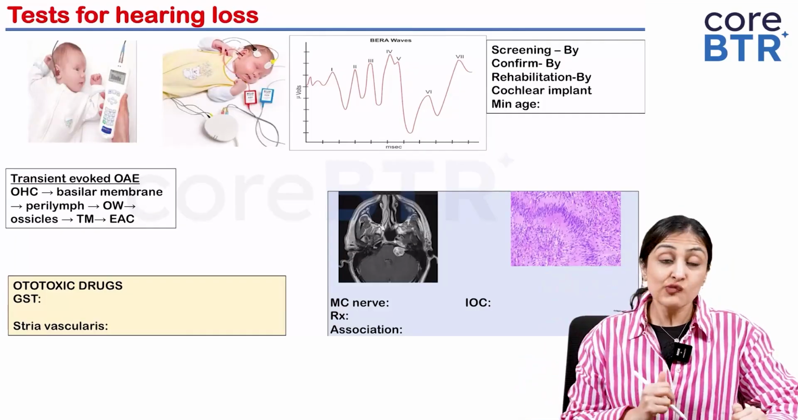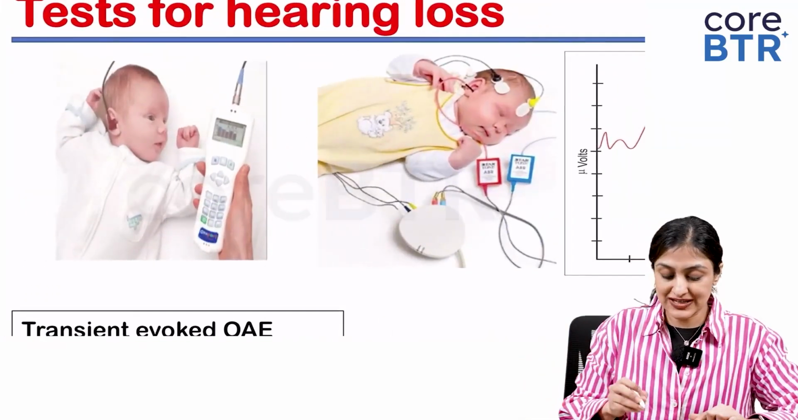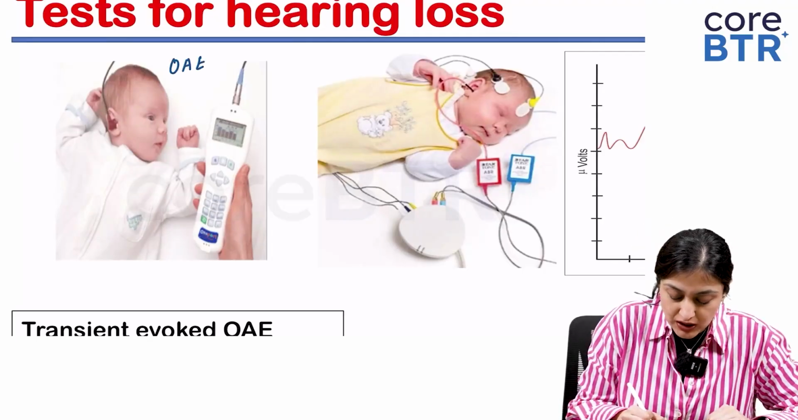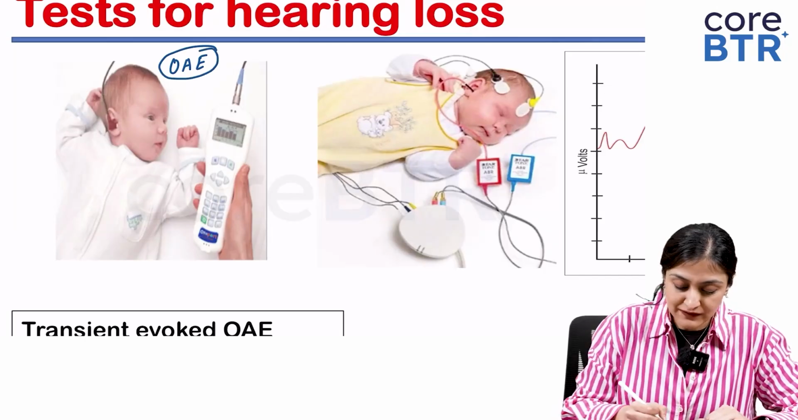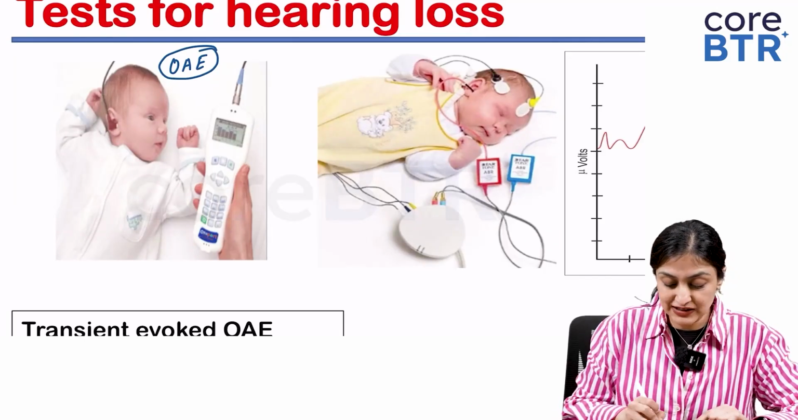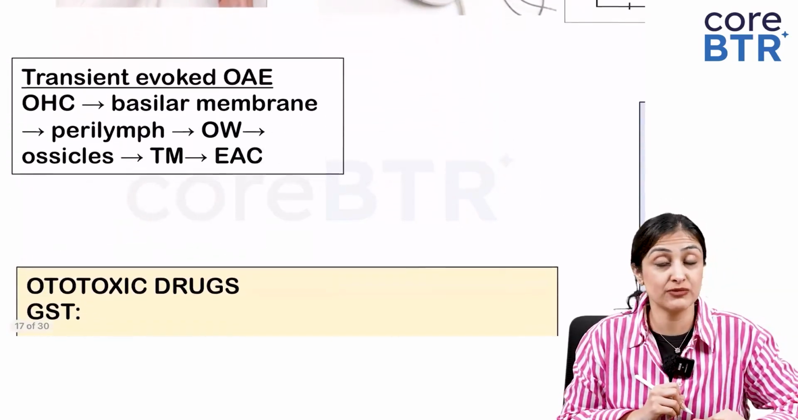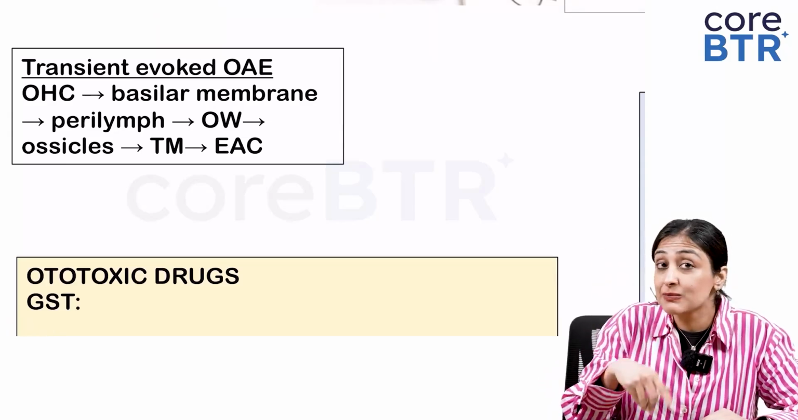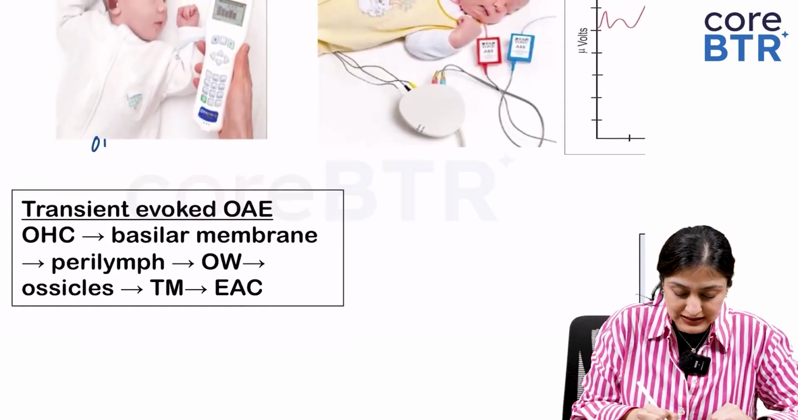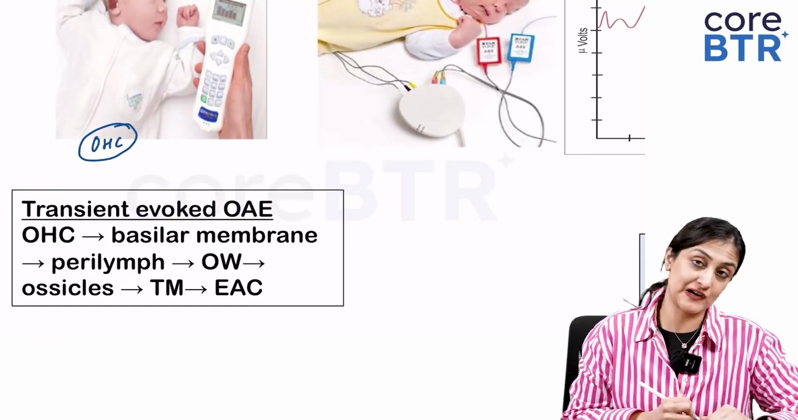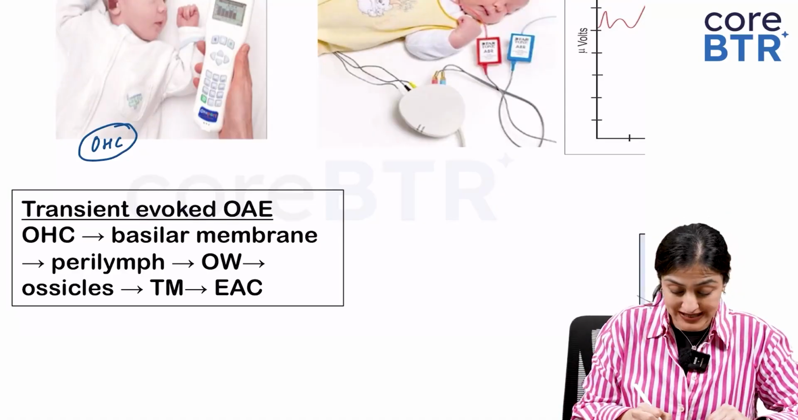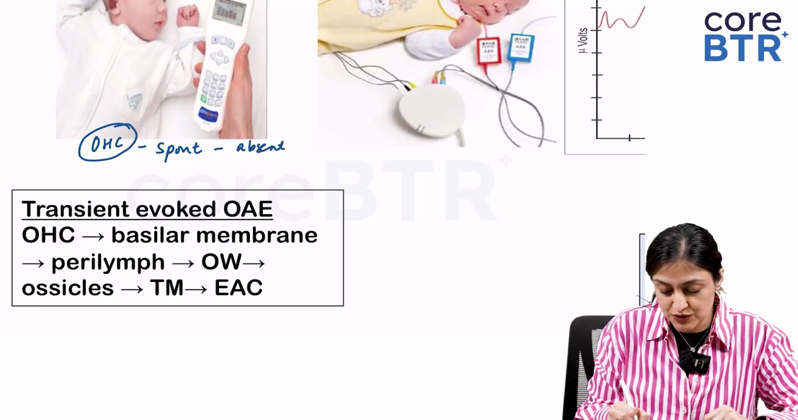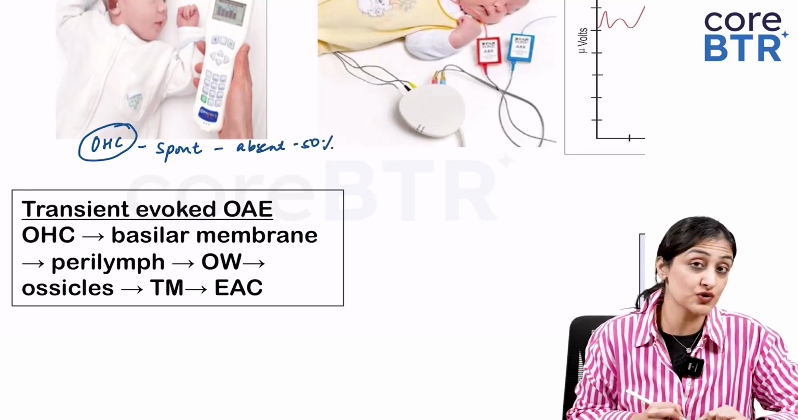Okay, let's do more tests. Now we have two tests which are objective tests. The first one is otoacoustic emissions. We have this monitor in this child's ear and we are trying to see if otoacoustic emissions are coming or not. There are spontaneous OAEs which are emitted by outer hair cells. So three letters of OAE, three letters of outer hair cell. They are emitted by OHC, but the spontaneous ones may be absent in 50%. So I cannot diagnose hearing loss on that basis.